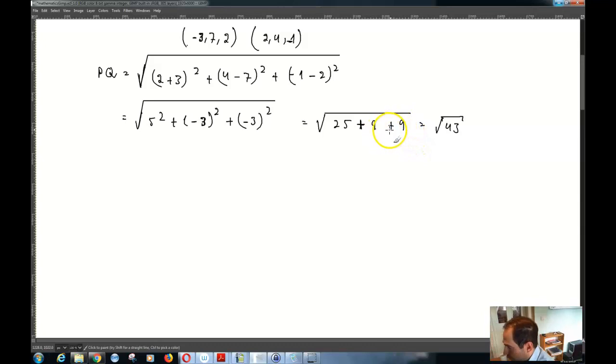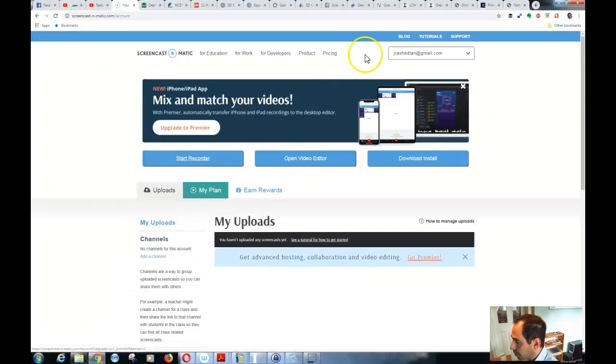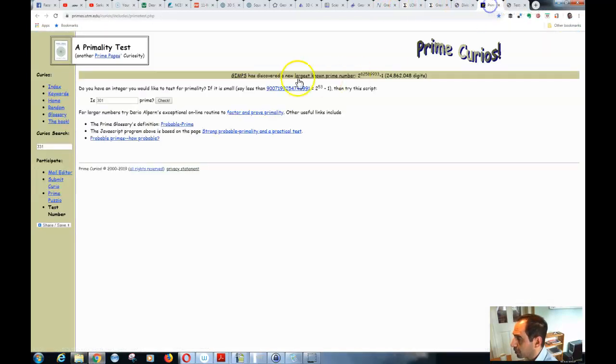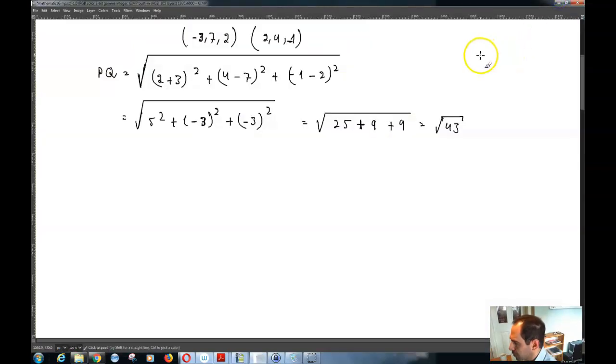Now I think 43 is a prime number, so the square root of 43 cannot be simplified any further. Part 2 of this question is the square root of 43.